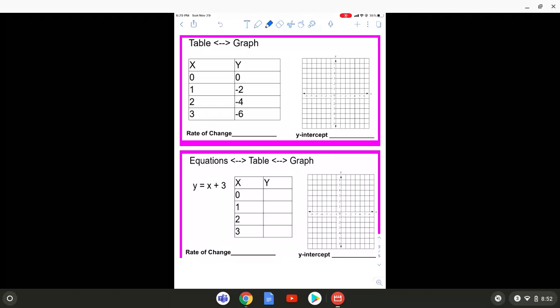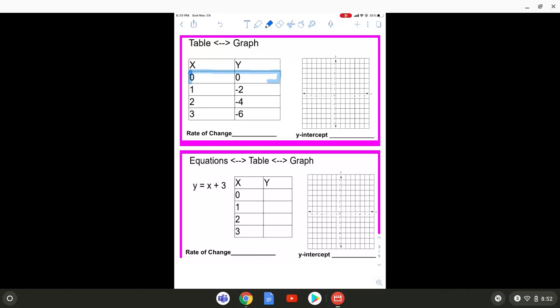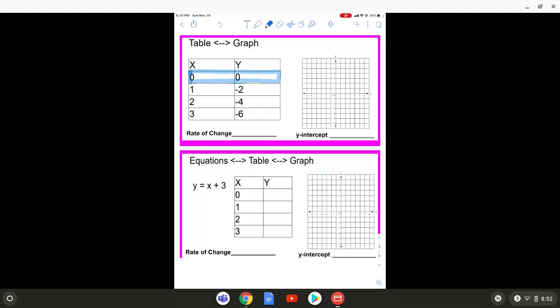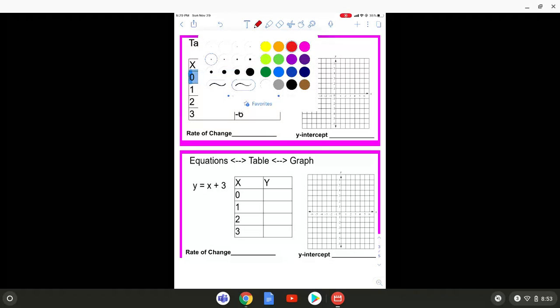So down here, I'm graphing again. I'm going to do the same thing by pointing out my y-intercept right here. And you can see that that is 0, 0, because when x is 0, y is 0.